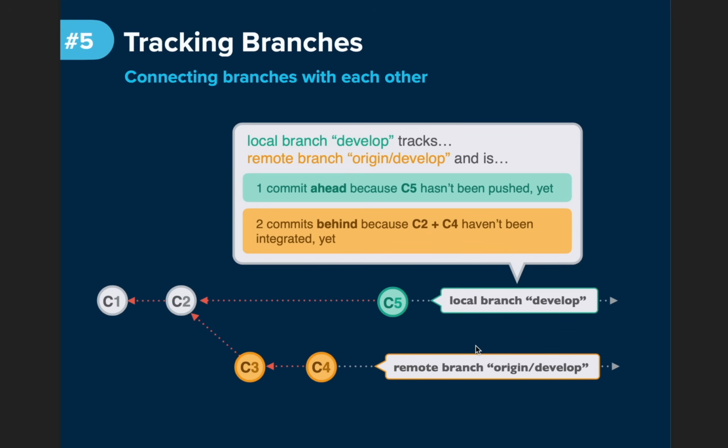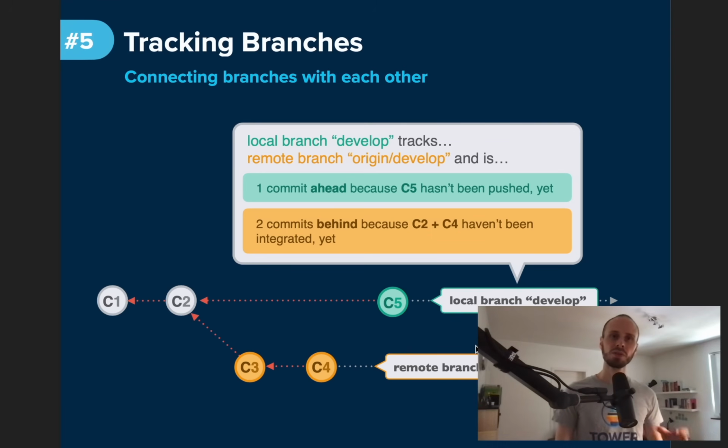And we've already used one way to establish such a tracking connection when we used git push with the -u option to publish that local branch. And after that, as I said, we can just use git push without mentioning the remote or the target branch or the source branch. This all works out then. And this also works the other way around.